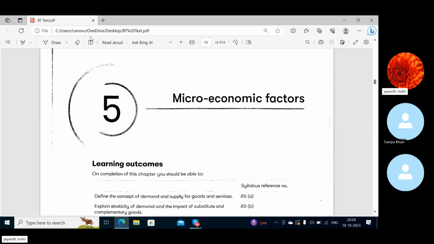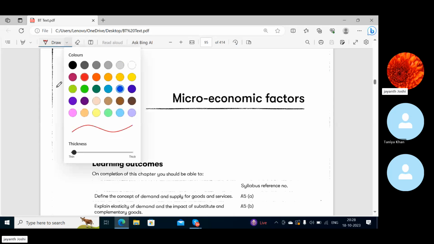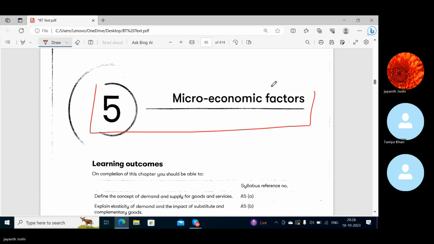So today's topic is microeconomic factors. We are into chapter number 5. Let me tell you about microeconomic factors. What does it mean?